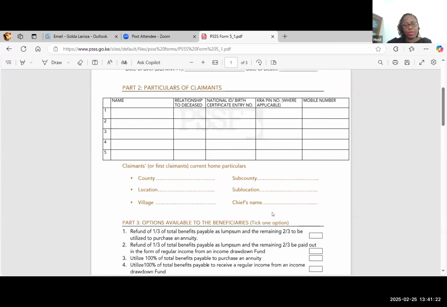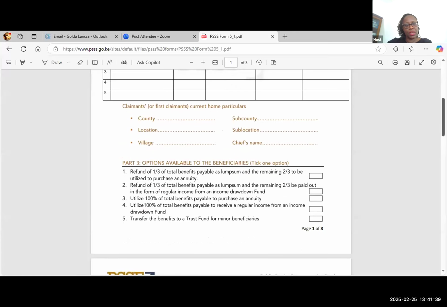Then, of course, we would like to know, because we are dealing with money, we are not dealing with the principal member, we are dealing with a third party. We would like to interrogate further and see, is this really the case? That is why we are looking at the particulars of the claimant.